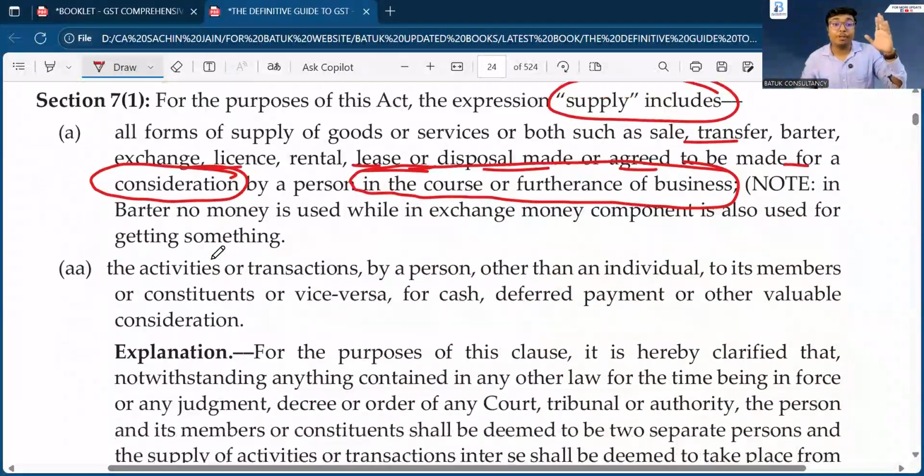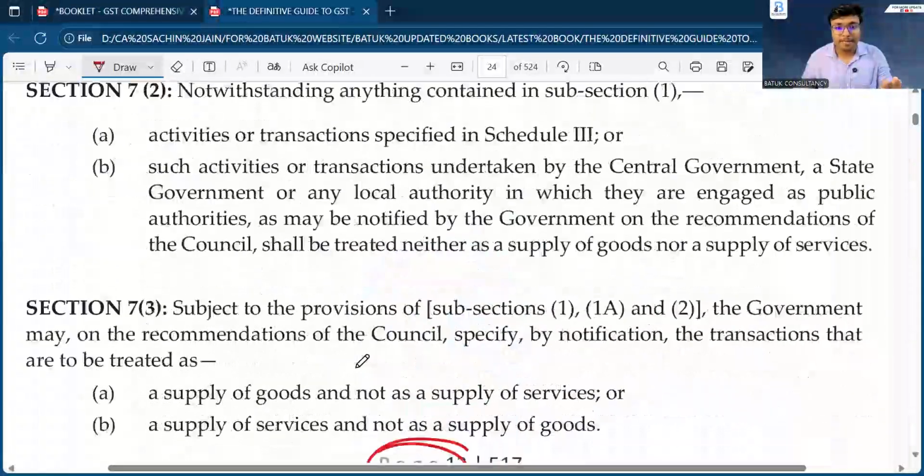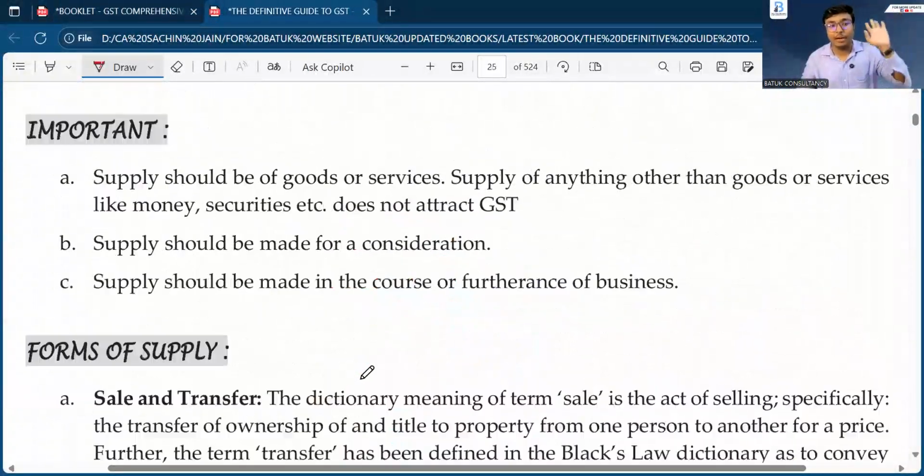Now suppose no consideration is there, in that case we have four exceptions. If no consideration, in that case also the same will be treated as supply. First exception, branch transfer. Second exception, business assets. Third exception, principal and agent. Fourth exception, import of service. Sir, are all these four exceptions clear in your brain logically? Just let me know once. Sir, logically clear? That is required.